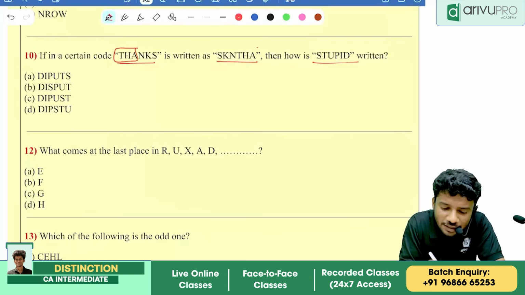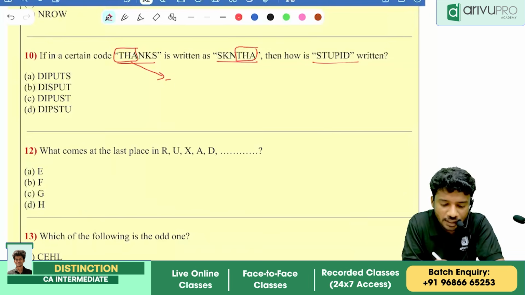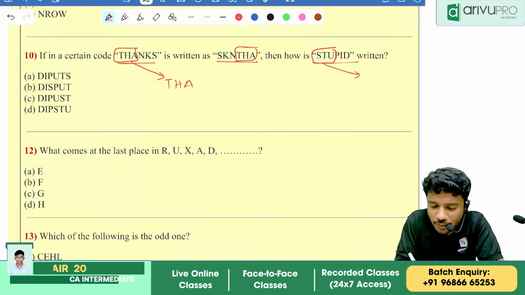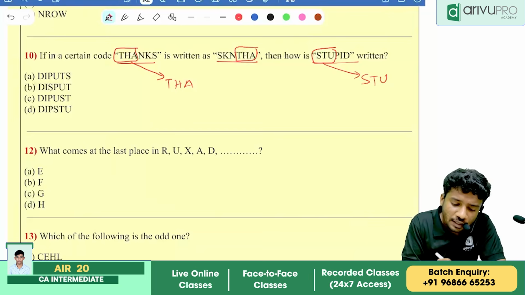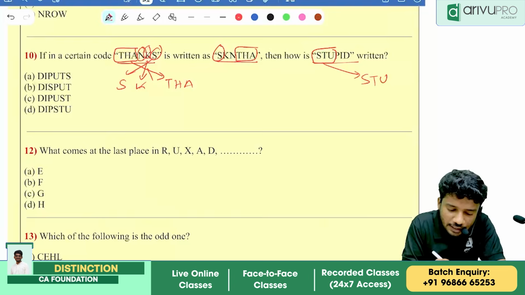THA is here. That means that is transferred as the last three letters. THA. Similarly, STU will be transferred as the last three letters. Then, the last letter became the first letter. S. Then, K. Then, N.